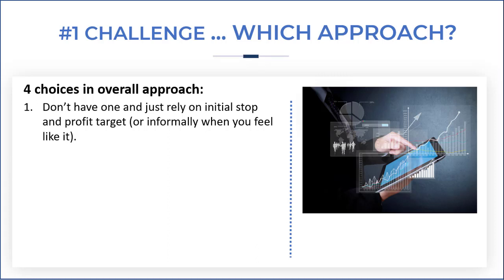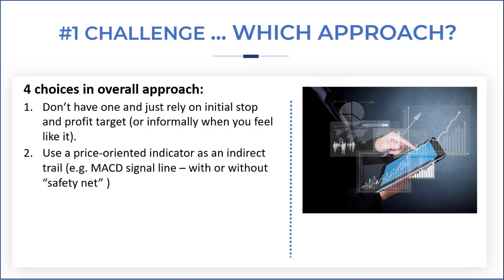And our first one is to decide which approach we're going to use. And there are 4 choices in our overall approach. First of all, of course, we don't have one, and we just rely on an initial stop and profit target, or informally, when you feel like it, just use the force or some other supernatural power. Evidence shows that this possibly isn't the right way to go.